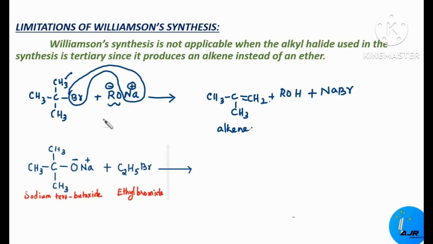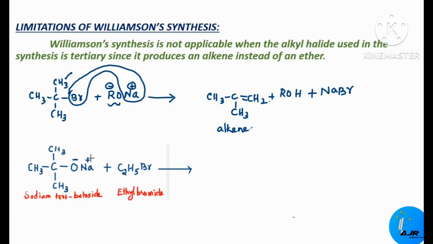If you want to change this, instead of using this tertiary alkyl halide, we should make use of sodium tertiary butoxide. Can you understand? So that it's not possible to produce the alkene, and rather we'll be getting the ether. Instead of using it like this, we should make use of it like this. Let me explain how the process goes on. We have taken sodium tertiary butoxide. When it is treated with ethyl bromide, what's the product formed?